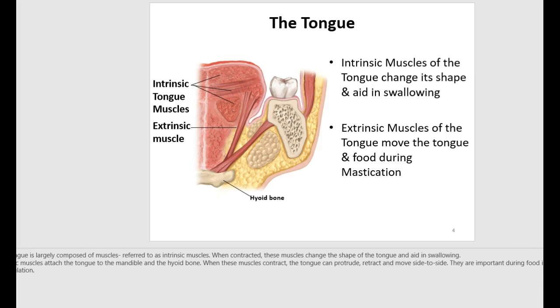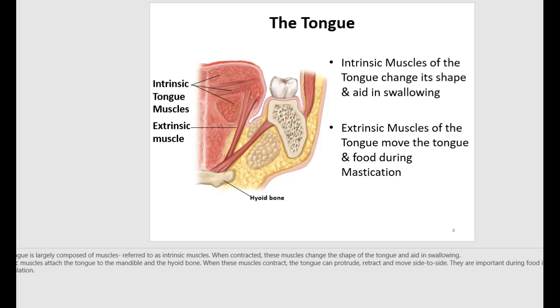So I'll discuss the tongue a little bit. The tongue is largely composed of muscle. And the muscles that make up the tongue are referred to as intrinsic muscles, intrinsic meaning within the tongue. When they contract, these muscles change the shape of the tongue, and that aids in swallowing. It also aids in food manipulation, but mainly swallowing.